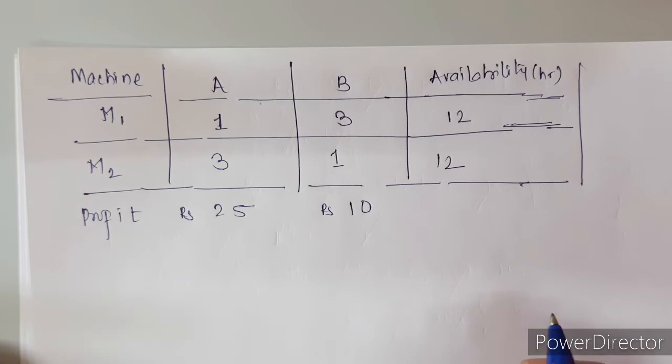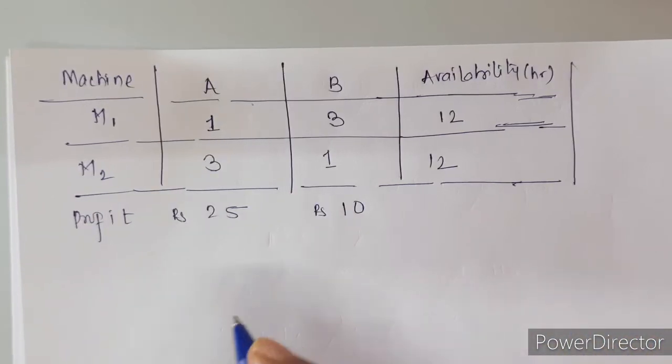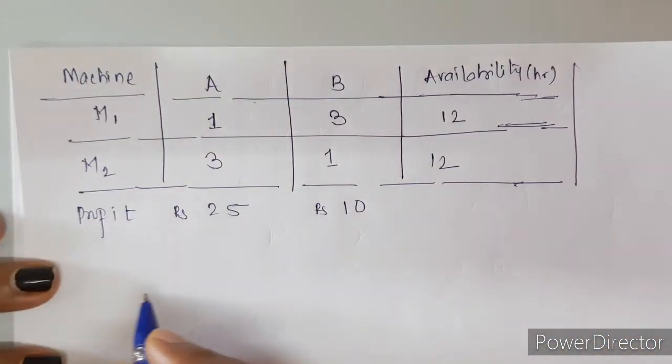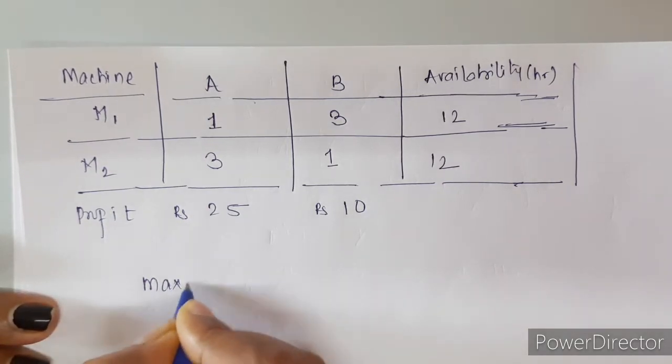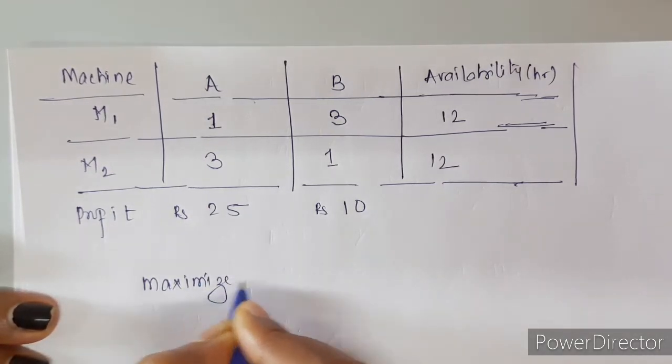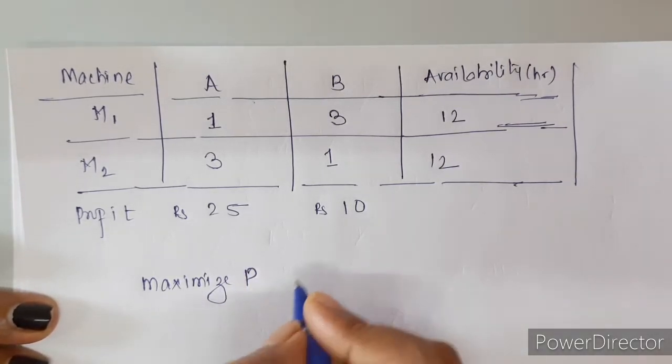Now we have to find the maximum profit. First we need to find how many of A and how many of B he has to produce so that he is going to get the maximum profit. So let's formulate this model first. Our main objective is maximizing the profit, or you can even use Z.